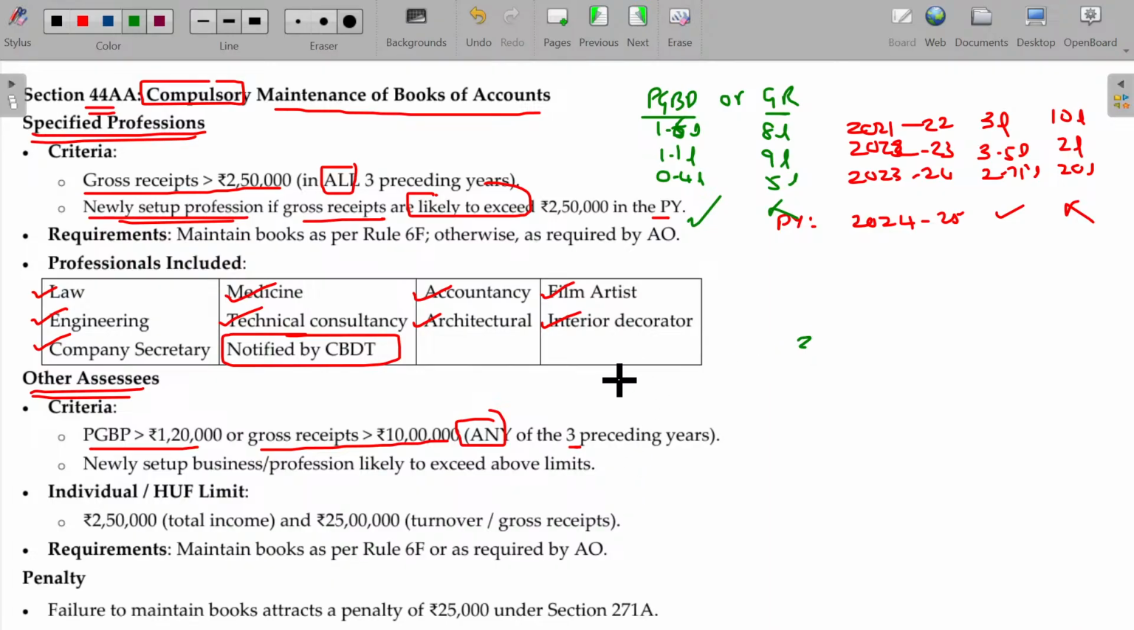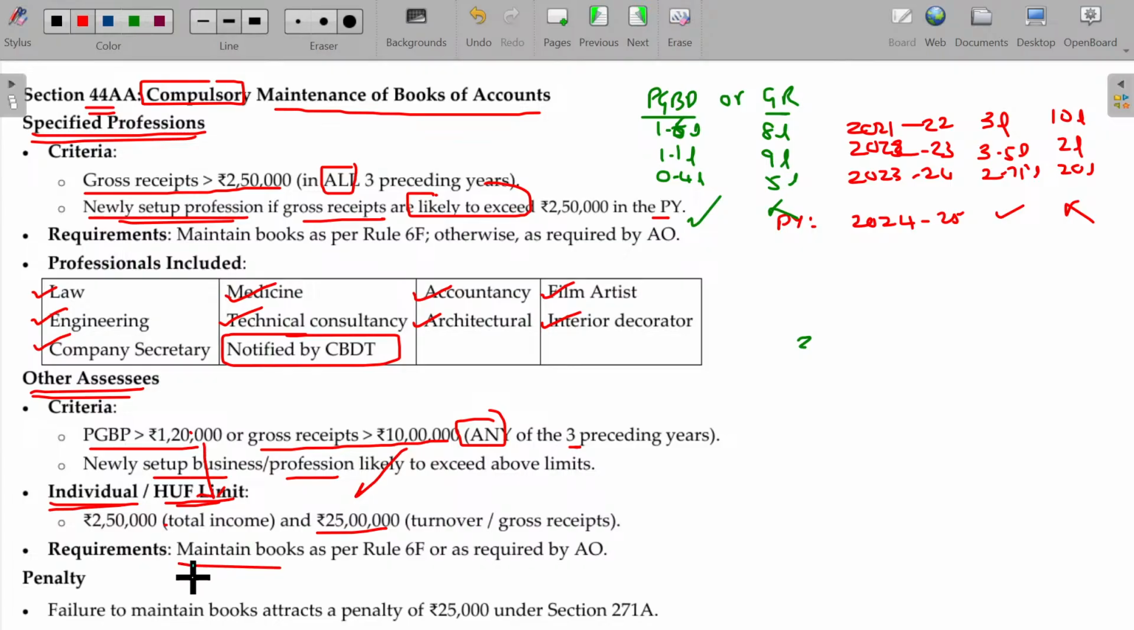Now, for a newly set up business or profession, the same condition will be applicable. In case of an individual and HUF, the limit is slightly different. Income rather than 120, it is 2.5 lakhs. Rather than 10 lakhs, it is 25 lakhs.